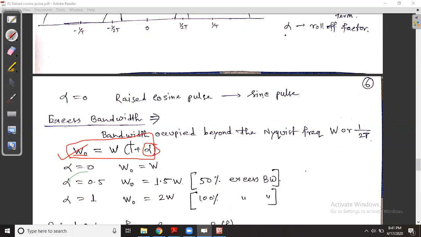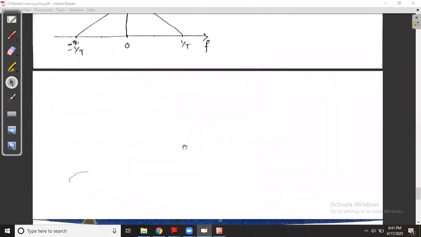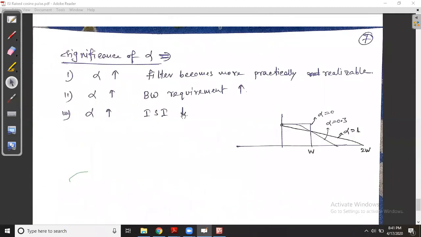As we are increasing the value of alpha, bandwidth will increase, so definitely that is not the desired thing. But as I told last time, again I am telling, as we are increasing the value of alpha, the shape of the pulse is changing and ISI will reduce. Important thing: requirement of bandwidth will increase, but increment of alpha will give you the good thing also. What is the good thing? Reduced ISI.